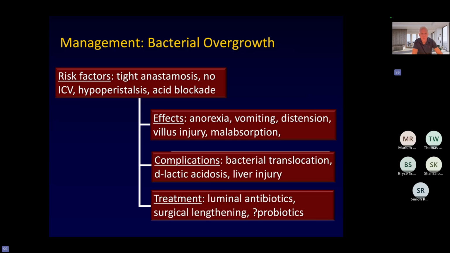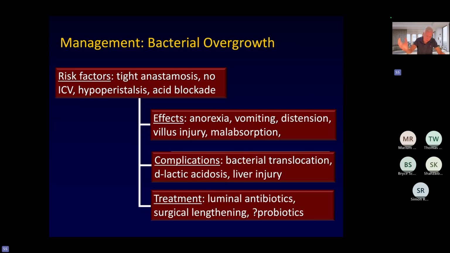The risk factors are tight anastomosis, no ileocecal valve, that's the barrier between the ileum and the colon, hypoperistalsis, and again, acid blockade. And not only causing clinical symptoms, bacterial overgrowth can lead to bacterial translocation. Remember, if it gets up in the jejunum, it has a leaky tight junction, and that will be a significant problem.